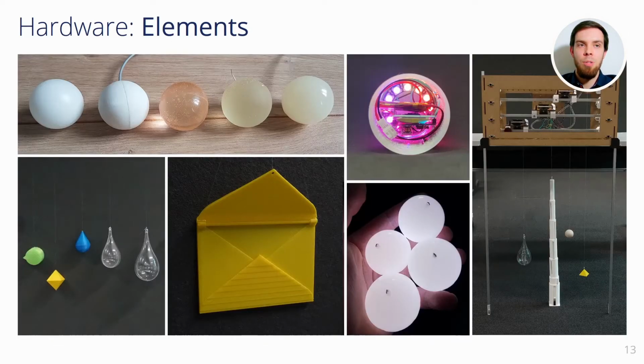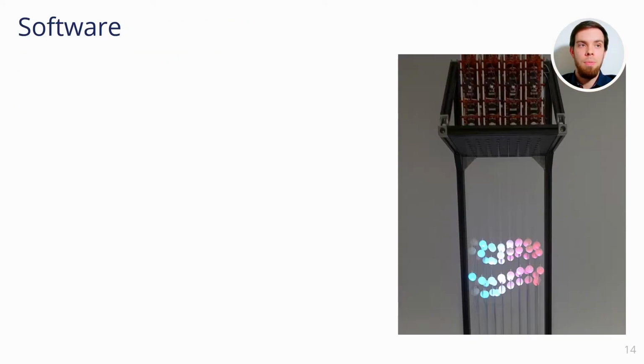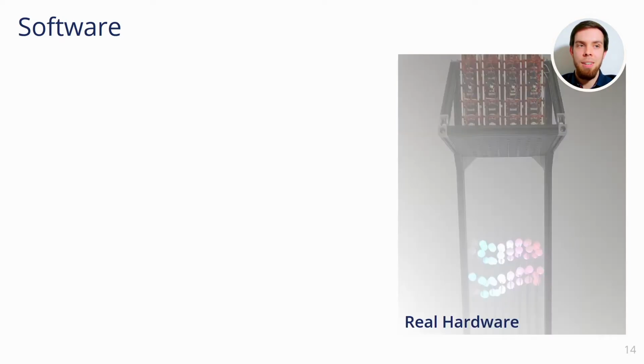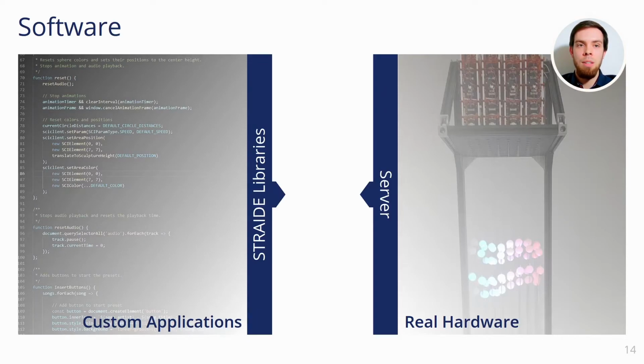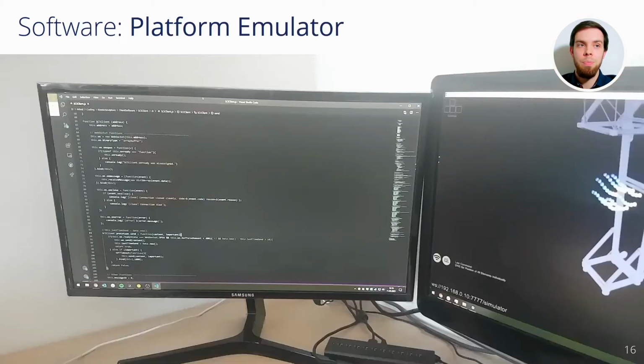To support diverse visualizations, we fabricated and tested a variety of elements. These range from passive geometries to shape-changing, illuminated or even interactive objects. Now we can combine actuators and elements into a specific spatial display. However, creating meaningful visualizations and custom applications remains challenging. To simplify control over many connected actuation units, we added a central Node.js server, which handles the hardware control. In combination with our STRAIDE libraries, custom applications can easily operate the physical interface using WebSocket communication.